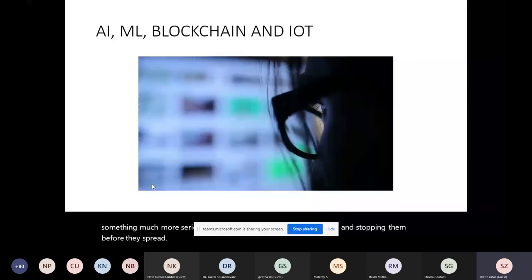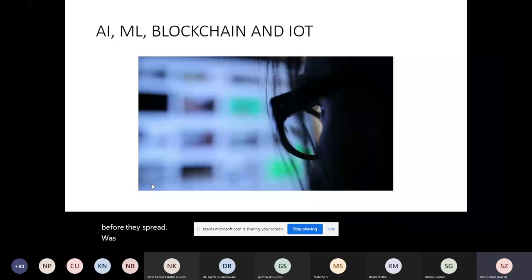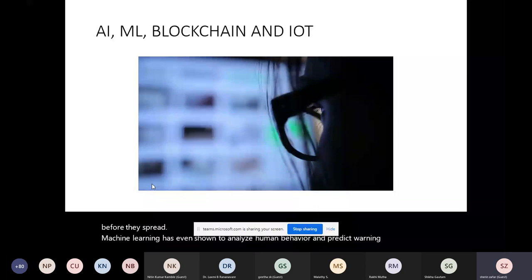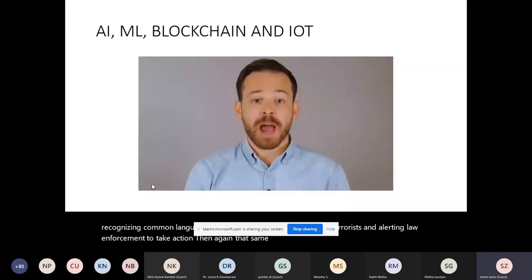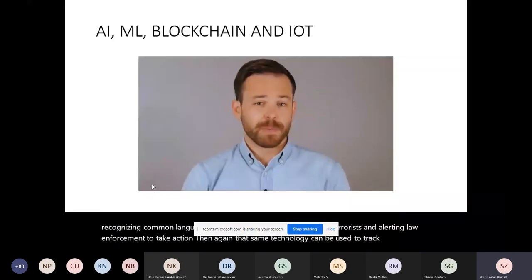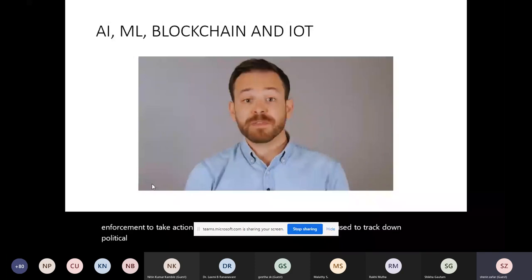Machine learning has even shown to analyze human behavior and predict warning signs by recognizing common language used by people like sexual predators or terrorists, and alerting law enforcement to take action. Then again, that same technology can be used to track down political dissidents or serve fake news to vulnerable people while blocking out competing opinions and information.